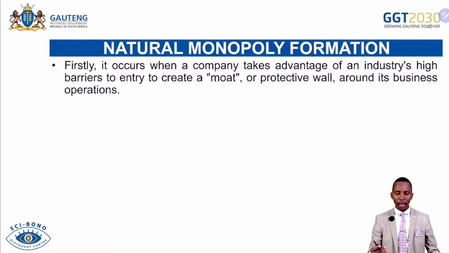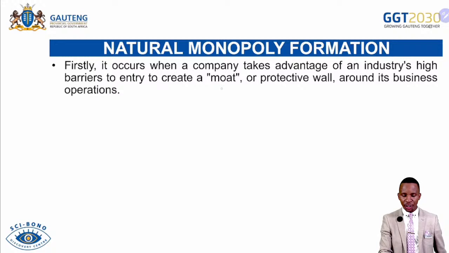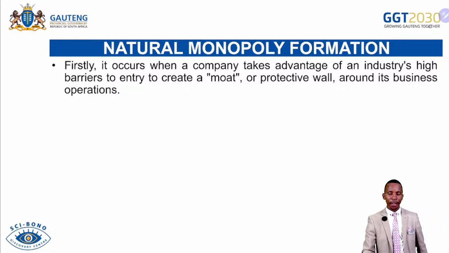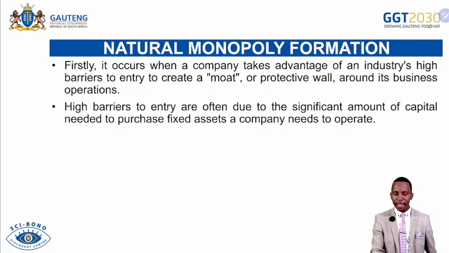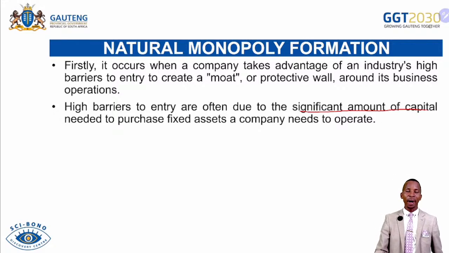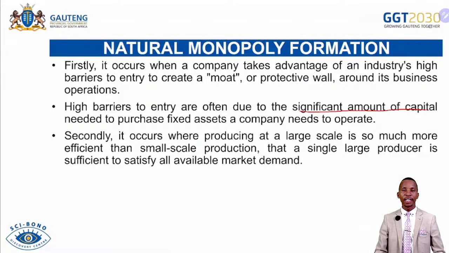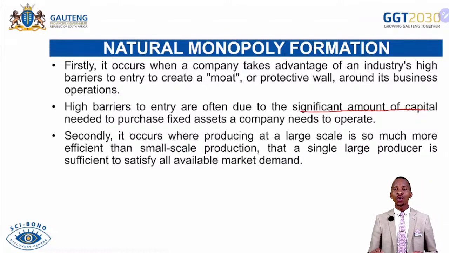So, firstly, it occurs when a company takes advantage of an industry's high barriers to entry to create a moat or protective wall around what you call business operations. And then the other condition: high barriers to entry are often due to the significant amount of capital required for the firm in order to buy its fixed assets to operate. So if ever there is large capital required, that alone will formulate what we call natural monopolies, because there will be one firm that is willing to enter and produce the product, while other firms are not willing to, due to the fact that they don't have enough capital.